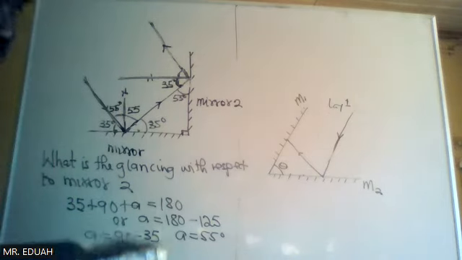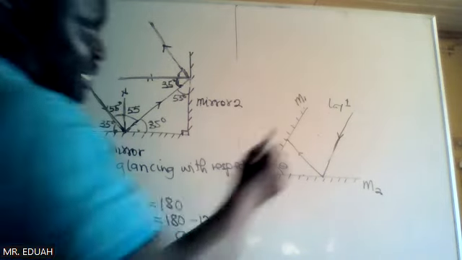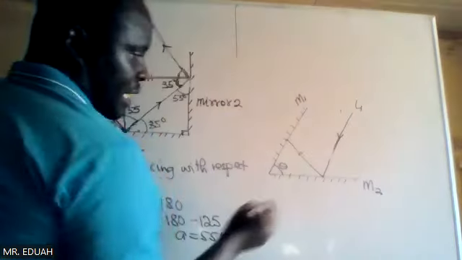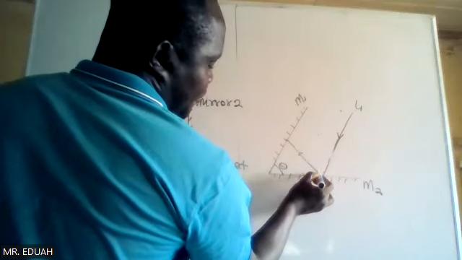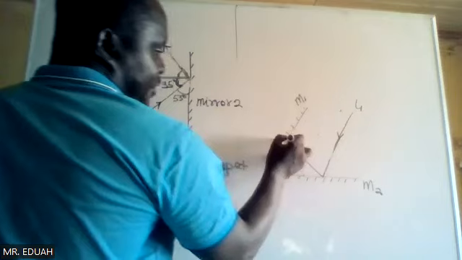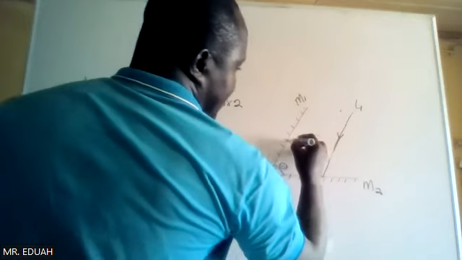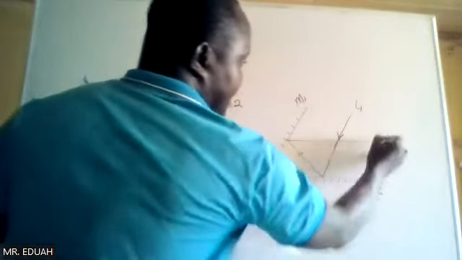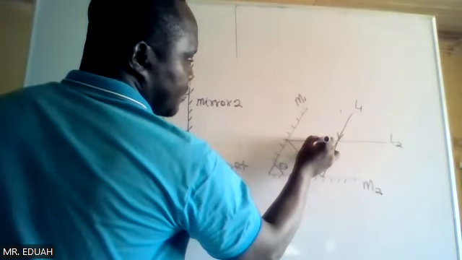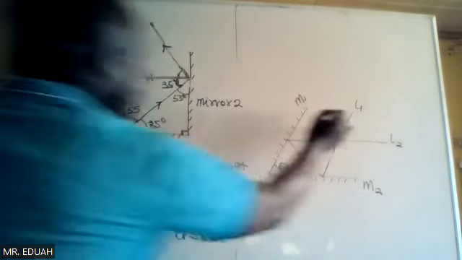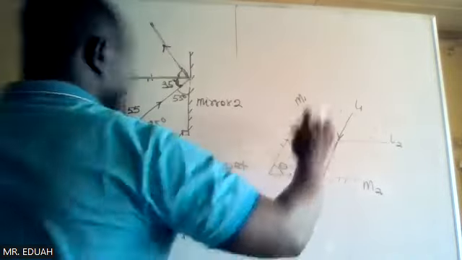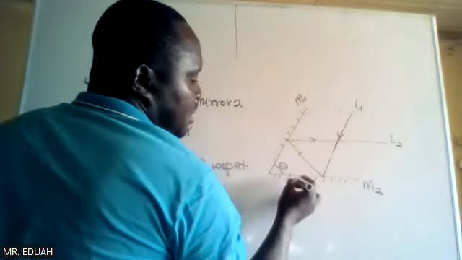So after 2 reflections, this is ray 1, L1. After 2 reflections, the ray 2 becomes parallel to M2. So 1 reflection, and this is another reflection, and this is ray 2. Ray 1, after 2 reflections, ray 2 becomes parallel to M2.